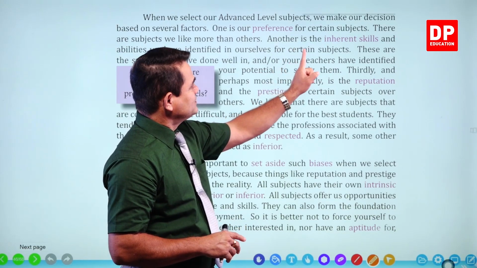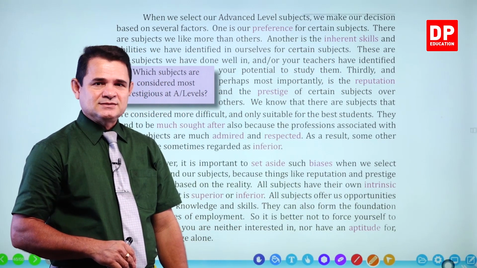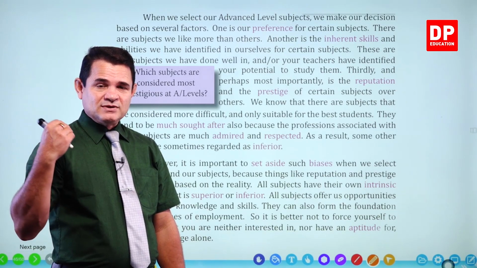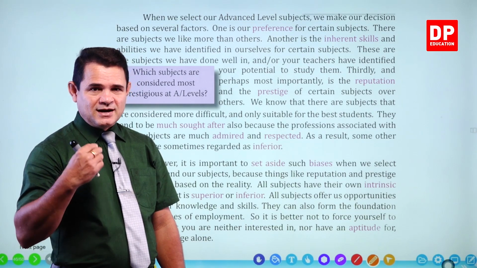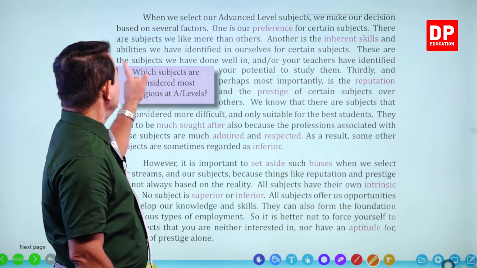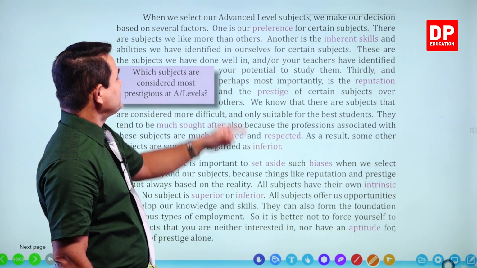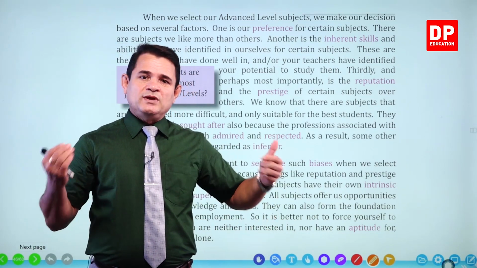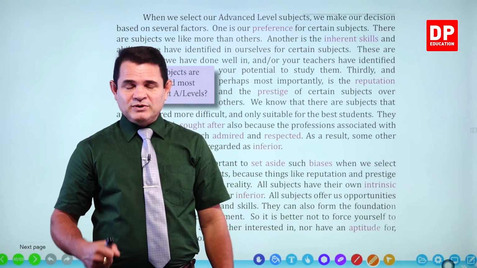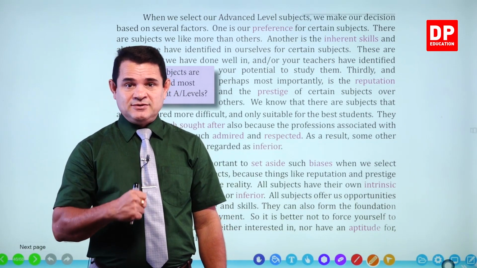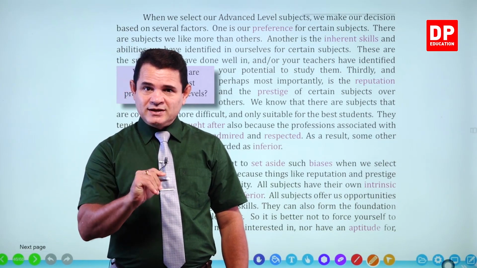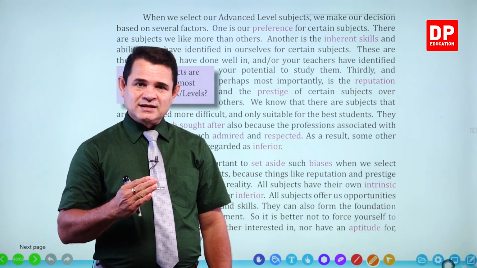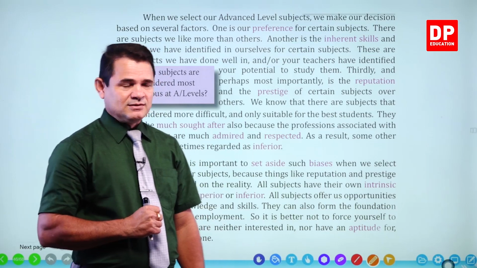Another is the inherent skills. I told you at the beginning, inherent skills. අපිට උපතින්ම සහජ හැකියාවන් ලැබිලා තියෙනවානේ. අන්න ඒව මත පදනම් කරගෙන and abilities we have identified in ourselves for certain subjects. For some subjects we have inborn talent. උපතින්ම අපි ගෙනාවු දක්ෂතා තියෙනවා. Maybe like singing, dancing, drawing, ඒ වගේ ඒවා, maybe sports. ඒ වගේ අන්න ඒ මත පදනම් වෙලත් අපි A level subjects තෝරගන්නවා. That's another way.